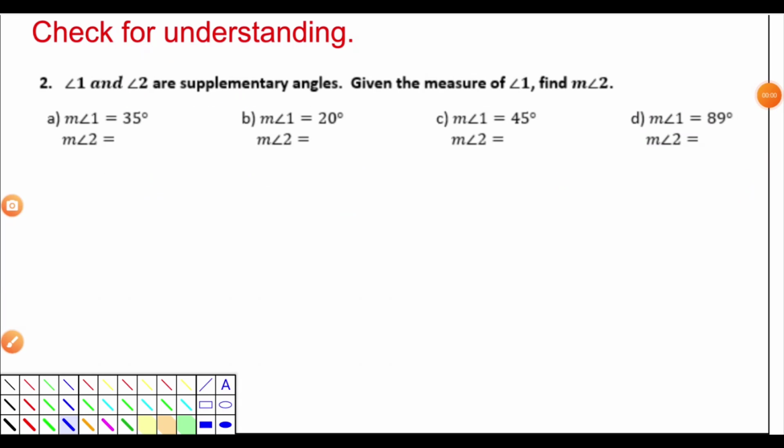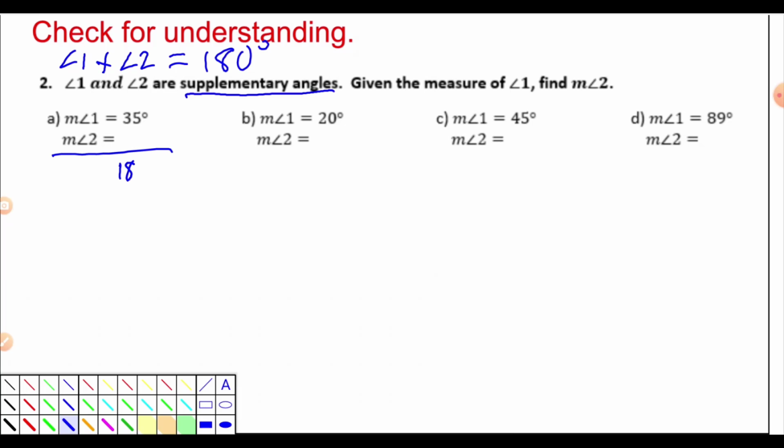The same idea here. Angle 1 and angle 2 are supplementary angles. So we know that angle 1 plus angle 2 are going to have to add up to what? 180. So this is an easy little game here, a little bit harder mental math though. What does angle 2 have to be if those two have to add up to 180?